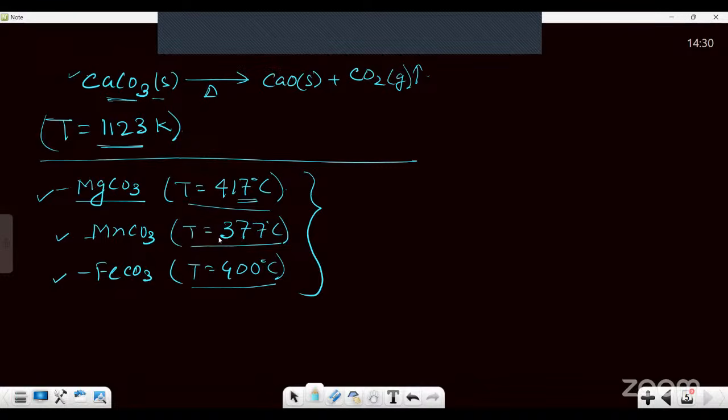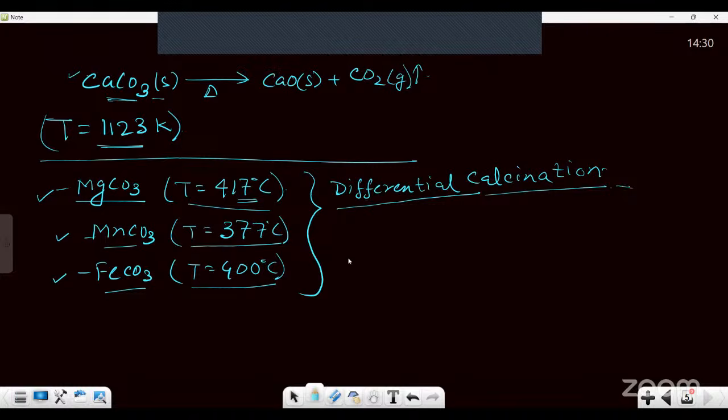Now, understand one thing: if they are decomposing at different temperatures, I can actually apply differential calcination. What is this differential calcination? It means I am slowly increasing the temperature. Suppose my temperature was 100 degrees Celsius. I have increased it to 200, 300, 350 degrees Celsius, and eventually to 390 and 400 degrees Celsius.